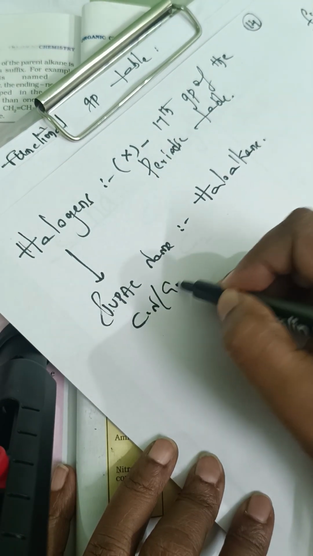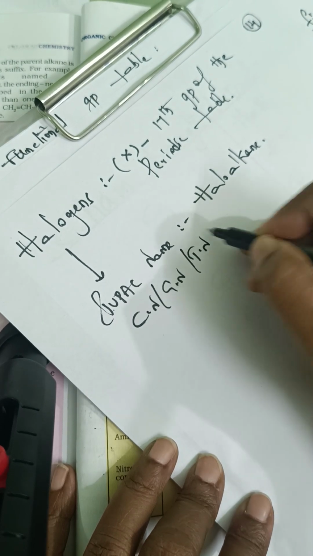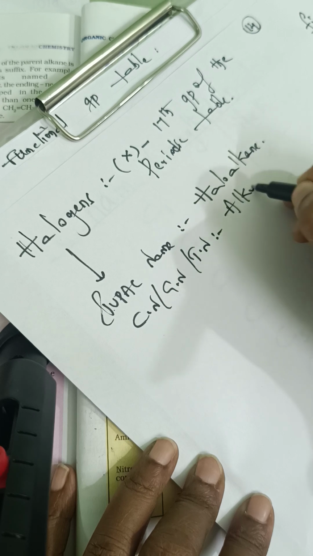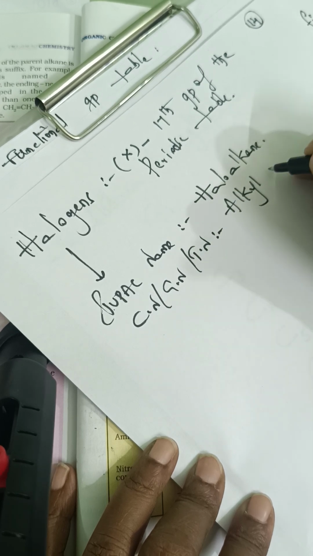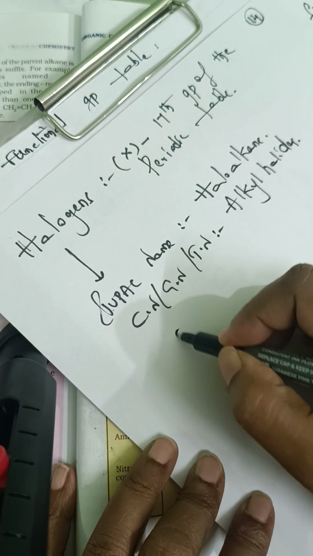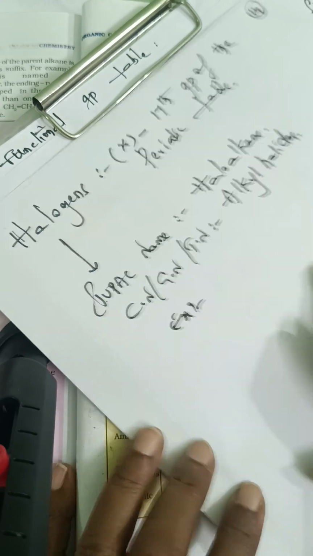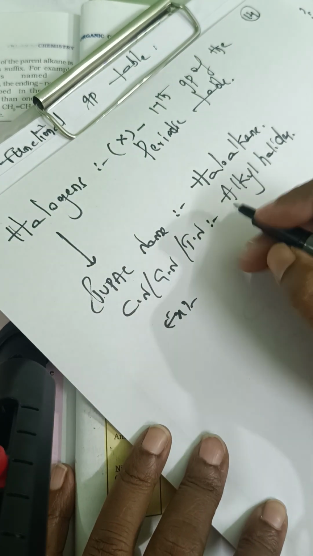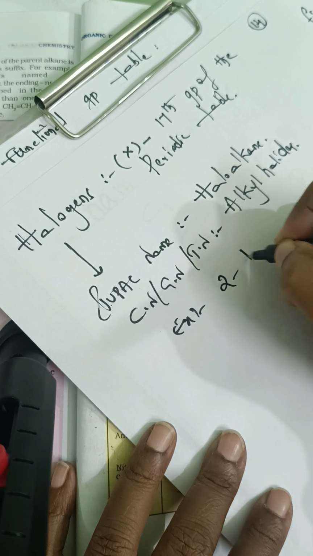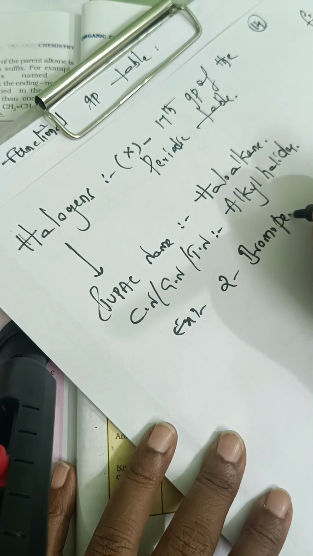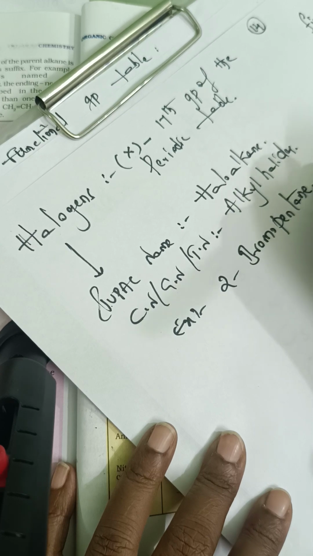Common name or general name or trivial names. Here we are using alkyl halide. We have to use the general name as alkyl halides. For this, I will take one example, that is 2 bromo pentane. 2 bromo pentane.